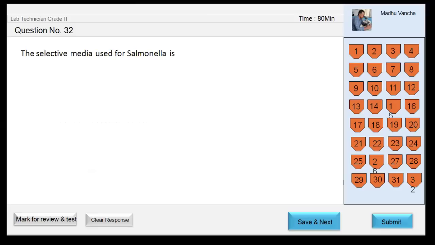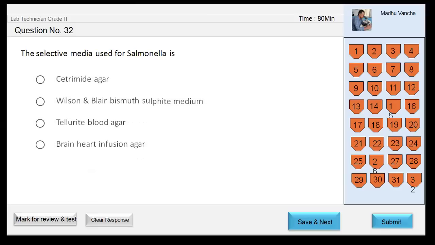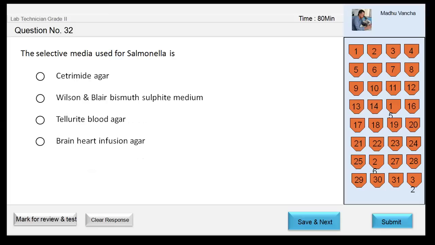Next question, the selective media used for Salmonella is option A, cetrimide agar. Option B, Wilson and Blair media, bismuth sulfite medium. Option C, tellurite blood agar. Option D, brain heart infusion agar. Here the right answer is Wilson and Blair bismuth sulfite medium.